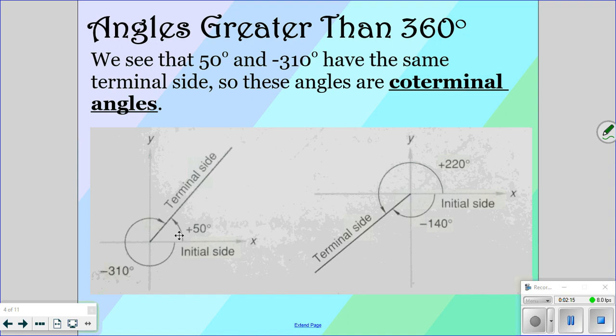We've talked about that in previous lessons. 50 degrees is the same thing as negative 310. And those are called coterminal angles because they have the same vector. Same thing with positive 220 and negative 140. They have the same vector, and so they are coterminal angles. What we haven't looked at is whenever we have an angle that's more than 360 or less than negative 360.